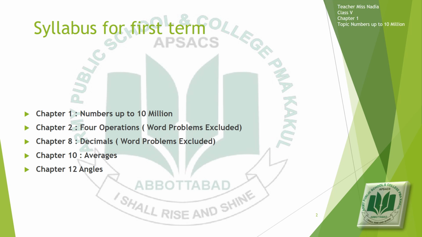Before going to our today's lesson, first check your syllabus for first term. Syllabus for first term is Chapter 1, Numbers up to 10 million. Chapter 2, 4 Operations. Word problems are excluded. Chapter 8, Decimals. Here word problems are also excluded. Chapter 10, Averages. And Chapter 12, Angles.